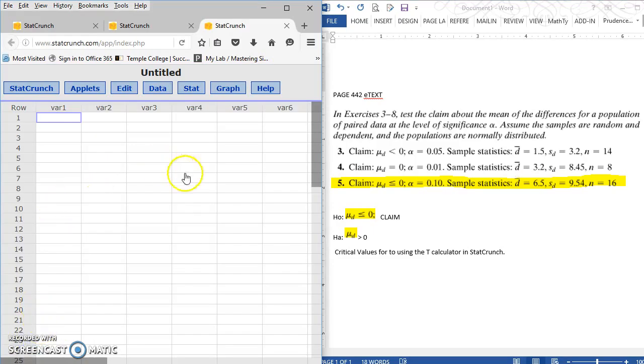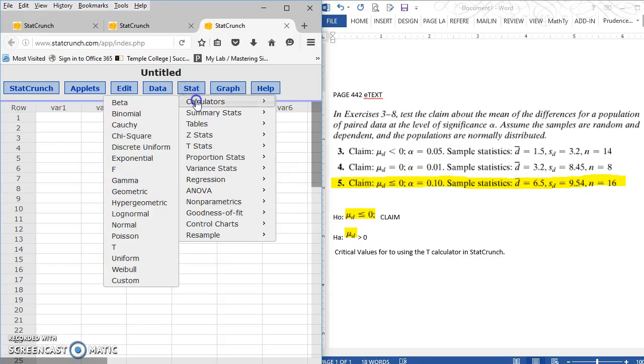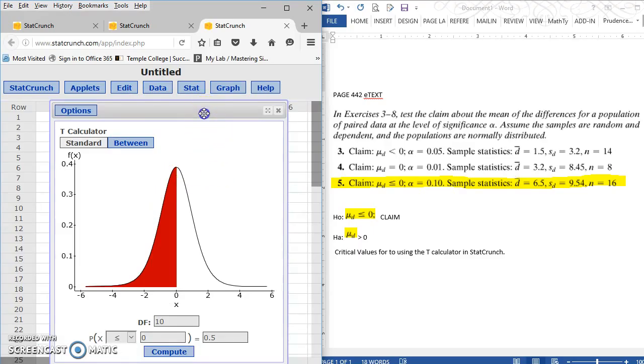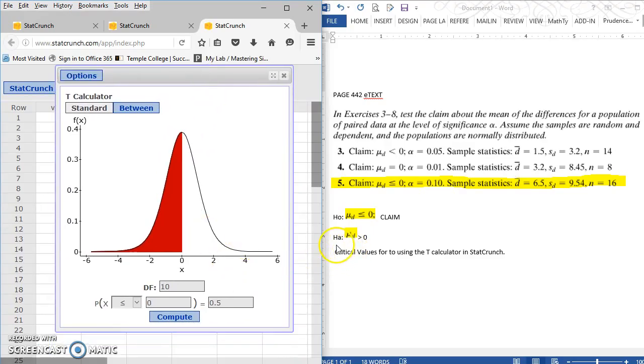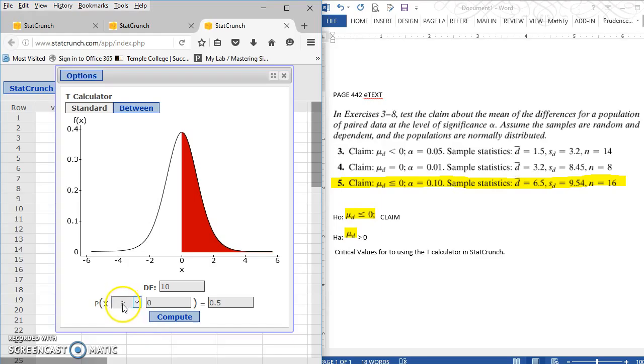So we have a StatCrunch data table pulled up. I'm going to use the T calculator, so I have to go to Stat, Calculators, and T. Now if we look at our alternative hypothesis, the symbol is greater than. So I need a greater than. Now I know it has the equal, but that's the way it works in StatCrunch. I have to have the symbol that goes with h sub a, the greater than, so you don't have to worry about the equal to, we just need the greater than.